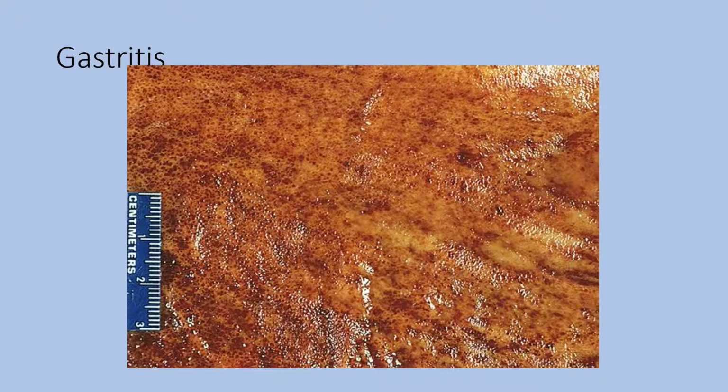This is what gastritis looks like inside the stomach. All these hyperemic red spots are not normal. This is how the stomach normally looks. It's got a pale yellow color. These are all inflamed, and from all of these spots the patient can bleed.